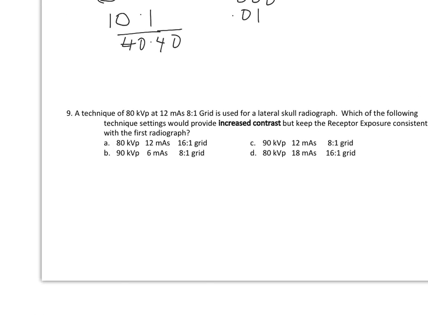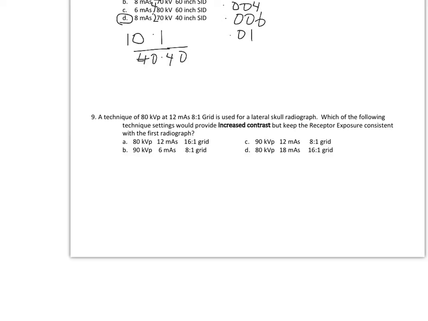A technique of 80 kV at 12 mAs and 8:1 grid is used for a lateral skull radiograph. Which of the following technique settings would provide increased contrast but keep the same receptor exposure? So to increase contrast, we can do one of two things. One is we can go down in kV. None of our answers go down in kVp, however. So another thing we can do to increase contrast is to increase the grid ratio. And a higher grid ratio would be represented by a 16:1 grid here.